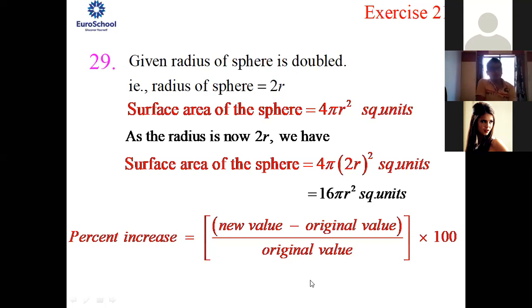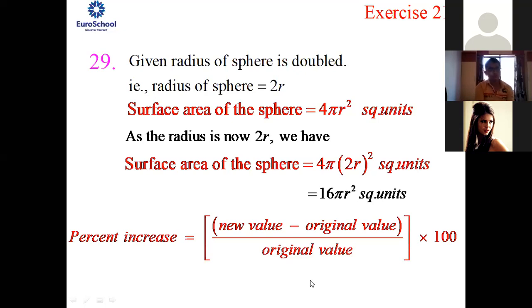Okay, now please note down this formula in that note. Now what is the formula for percent increase? This is the general formula. The formula is new value minus original value upon original value into 100. As it is percent, you need to calculate the percentage, that should be multiplied by 100.